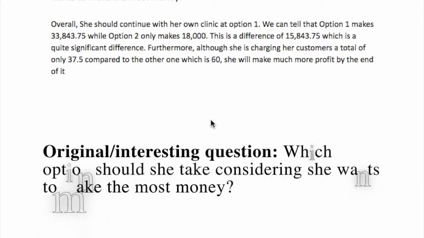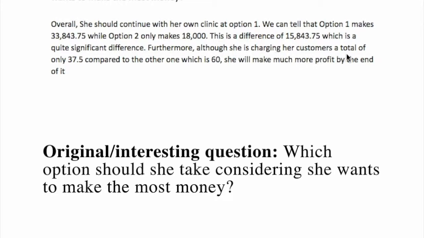Alright, let's move on to the final part of the question, which is the original interesting question, which is required from the rubric. This is, which option should she take considering she wants to make the most money? My answer is, overall, she should continue with her own clinic at option 1. We can tell that option 1 makes 33,843.75 from the graph, while option 2 only makes 18,000. This is a difference of 15,843.75, which is quite significant.